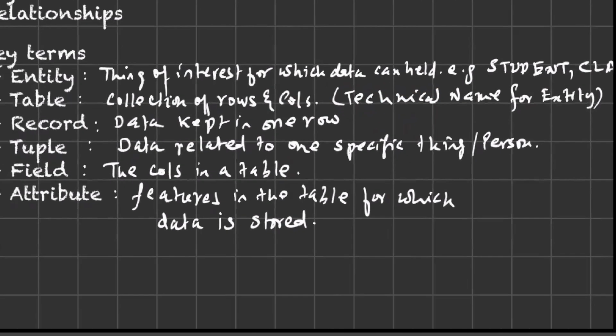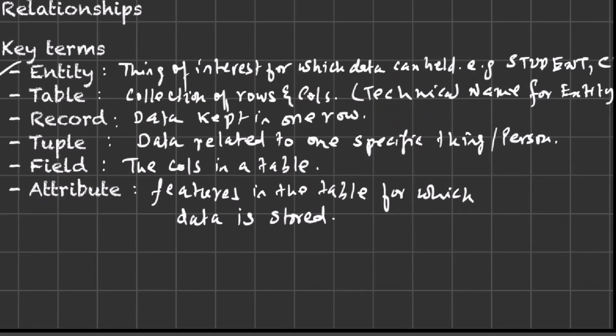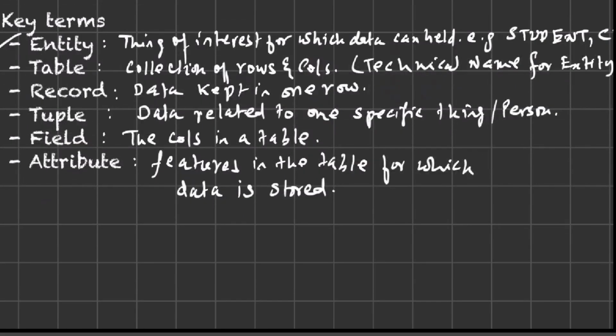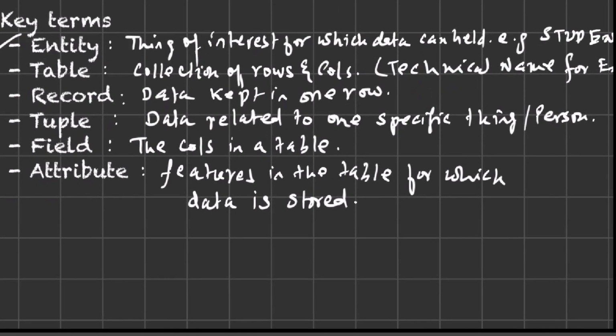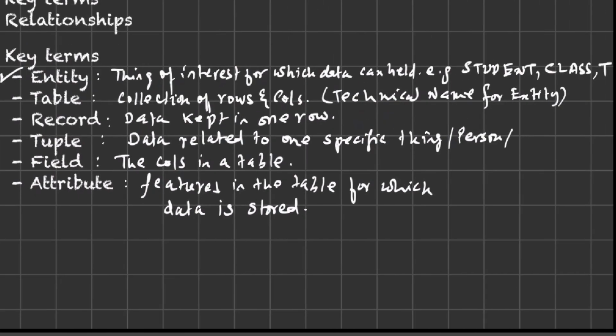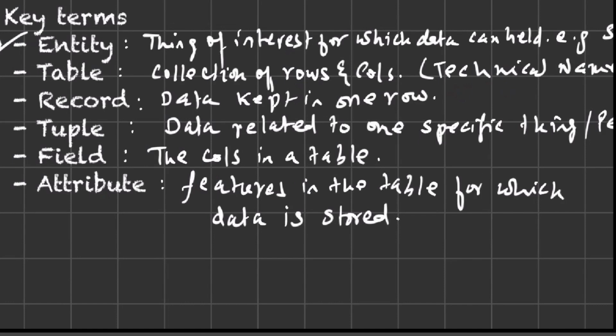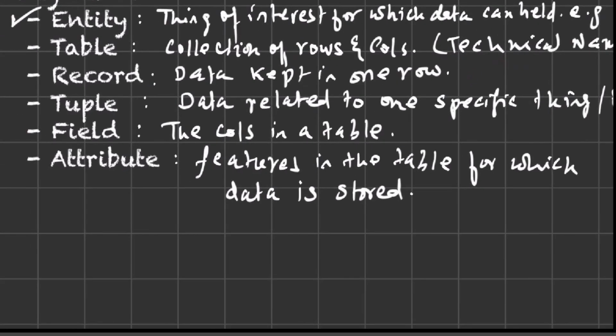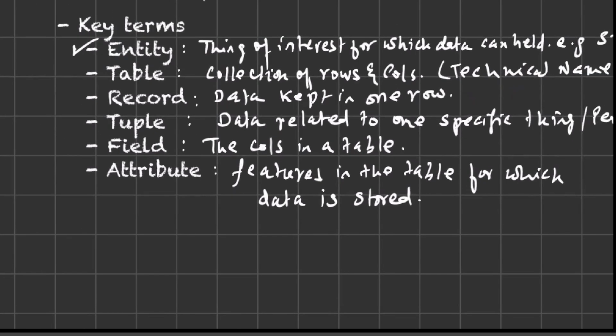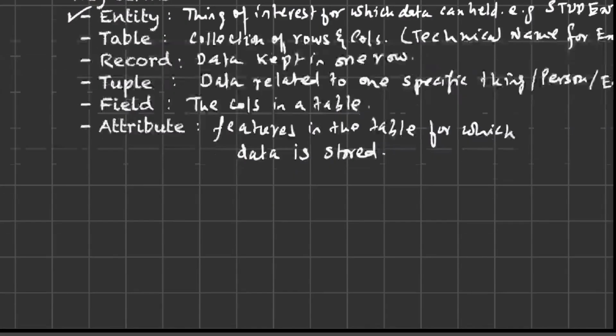There's no difference. A record is the data kept in one row, and tuple is the conceptual description of that record: the data related to one specific thing, person, or even event. Let's say if the table is of 100 students, then the tuple or the record will be the data related to only one person from those 100 students. And for fields, an entity or a table is created from the collection of the fields. So the collection of fields is actually the features that describe that entity. So these are the key terms which are needed.